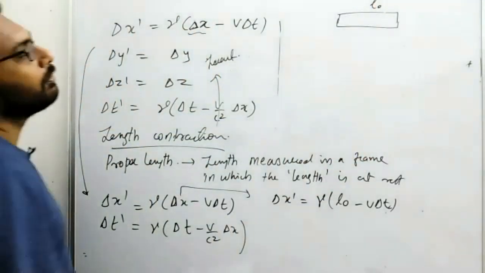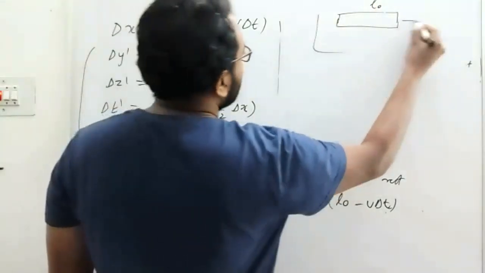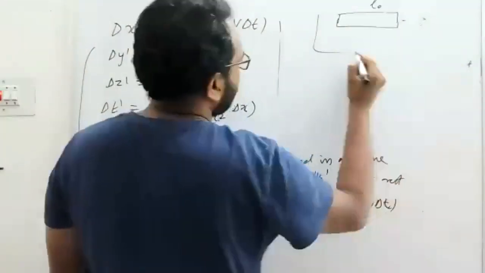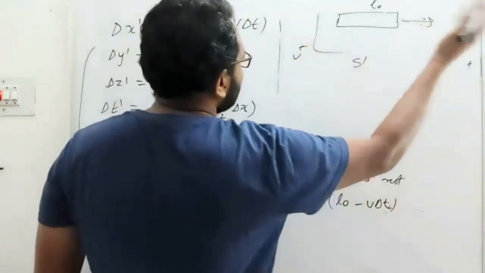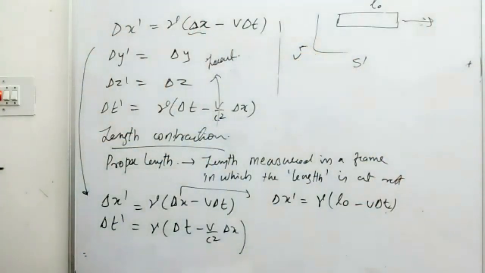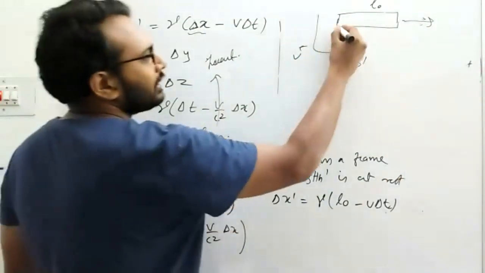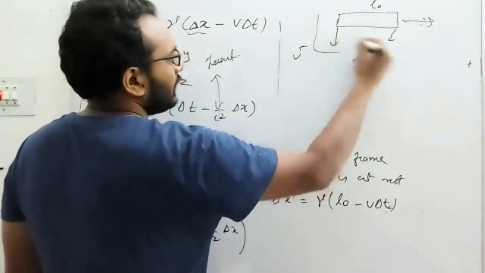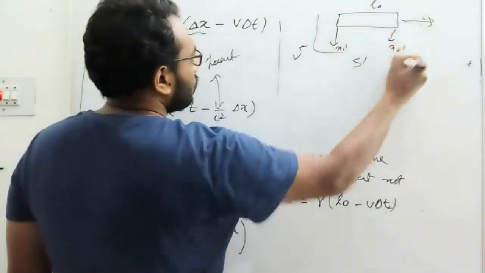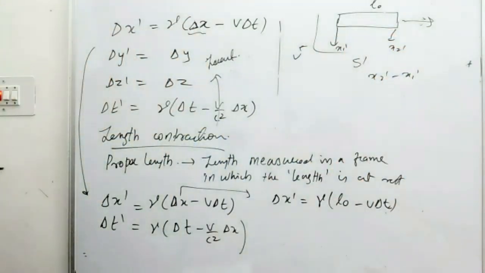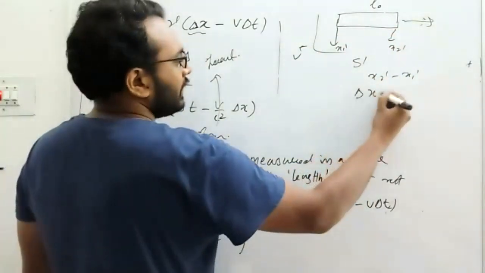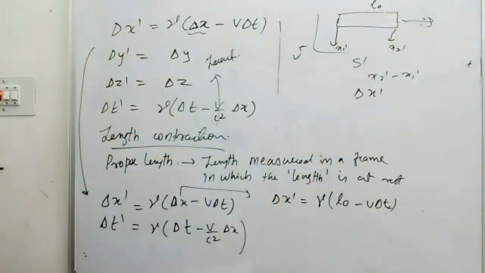But when you are looking from S prime, what happens? This thing is actually moving. S prime is moving with velocity v in this direction, so you see that this length is actually moving. So how do you measure the length? In order to measure the length, you have to take these coordinates, x1 prime and x2 prime, and find x2 prime minus x1 prime. Just find delta x prime corresponding to the ends.